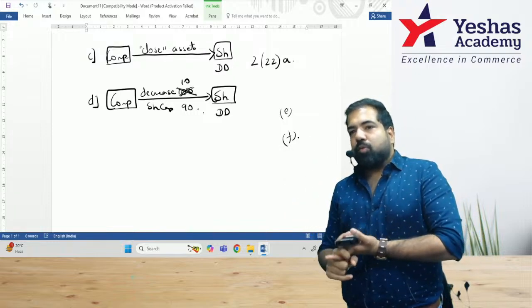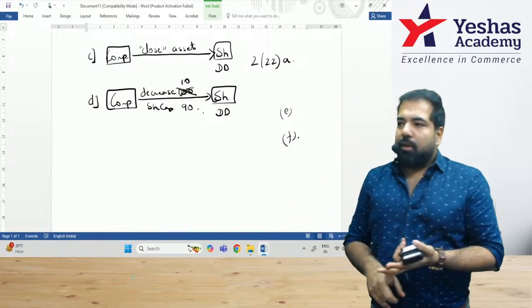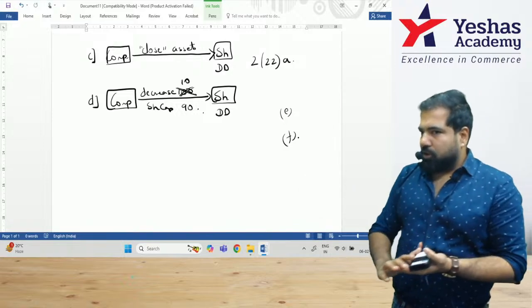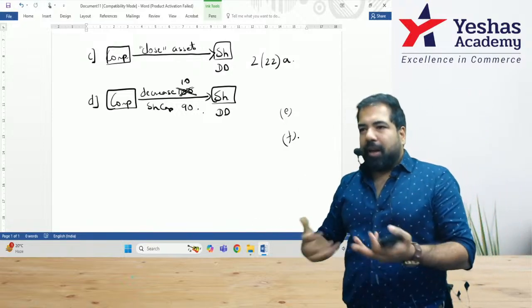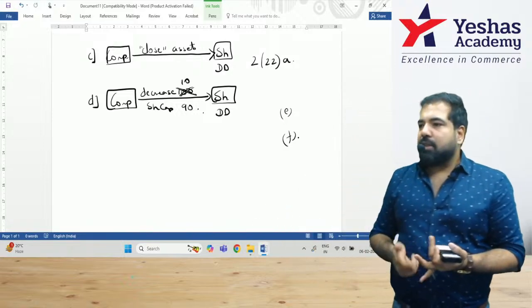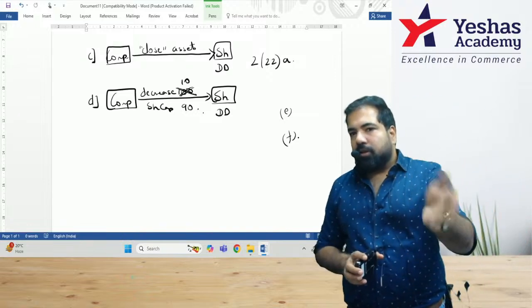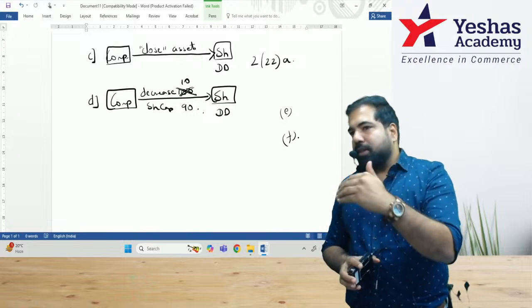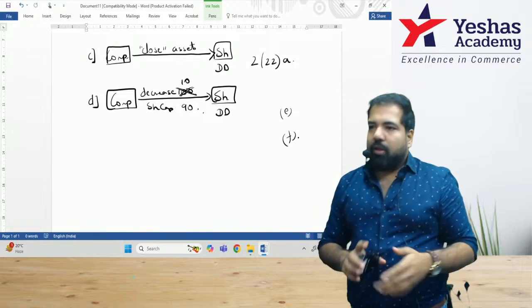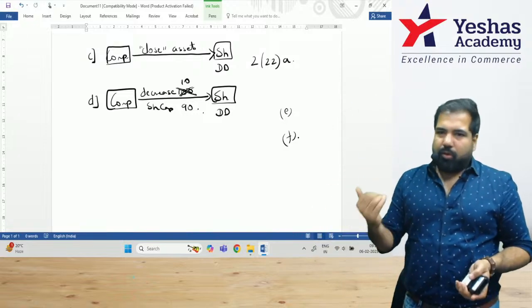Guys, in A, what was going on? In B, bonds, debentures, preference shares. In C, closer. Technical word, liquidation. And D, decrease in share capital. In all these cases, money has gone from the company to the shareholder. So it is deemed dividend. Okay. More on this deemed dividend concept tomorrow, not today.